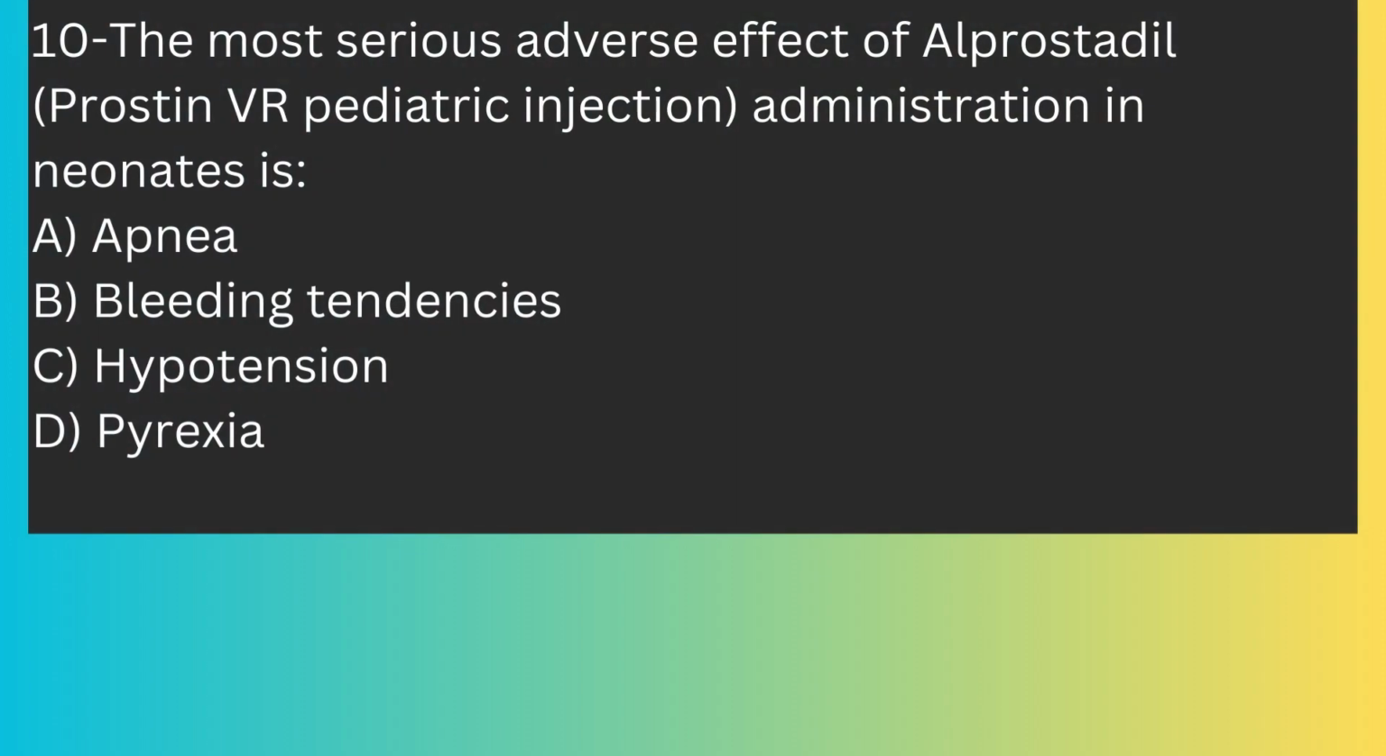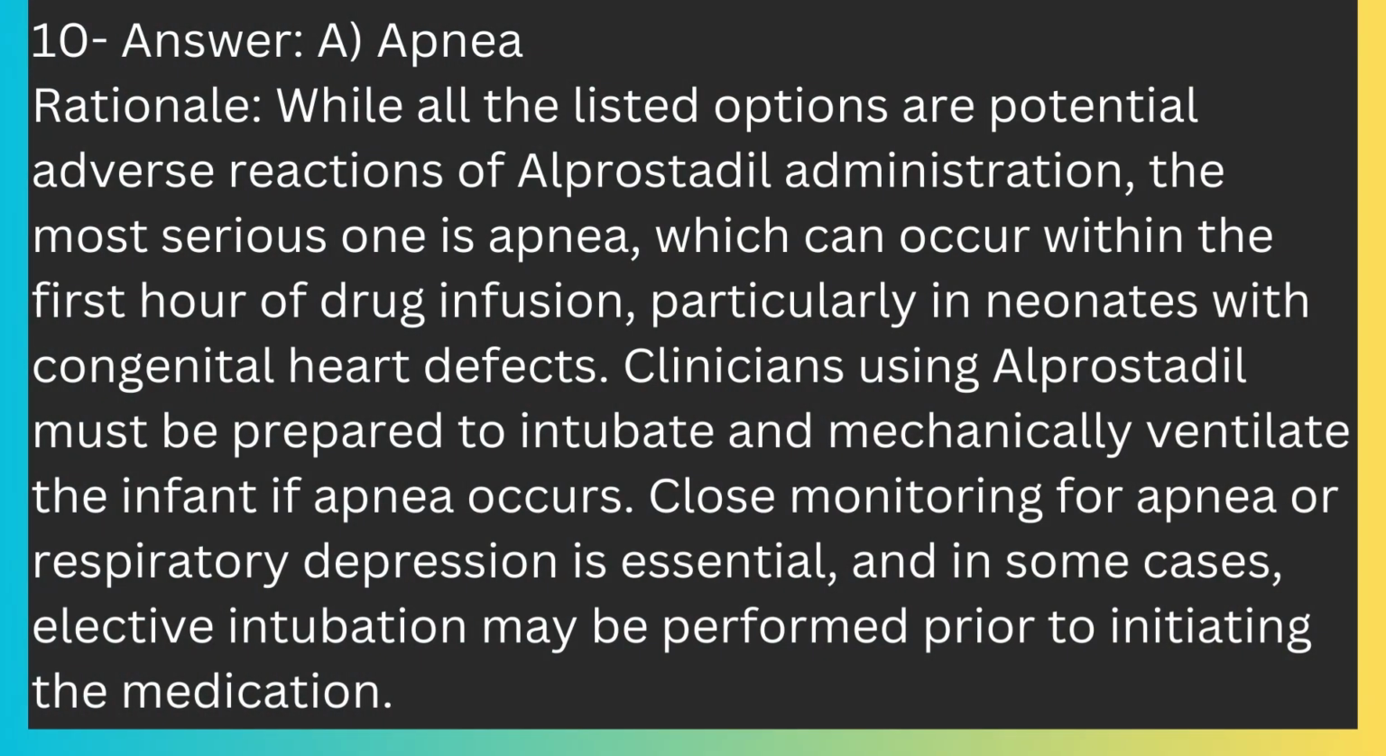Question number 10. The most serious adverse effect of alprostadil (Prostin VR Pediatric) injection administration in infants is A. Apnea, B. Bleeding tendencies, C. Hypotension, D. Pyrexia. The answer is A.